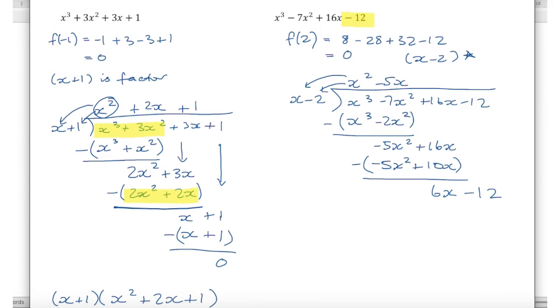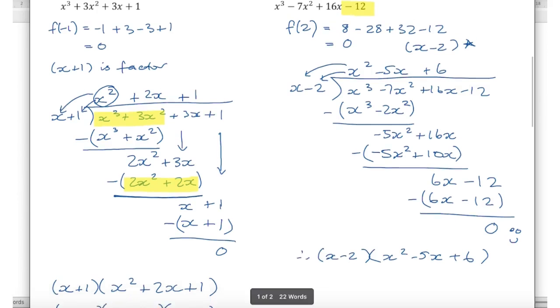X goes into 6x positive 6 times. So 6 times x is 6x, and 6 times negative 2 is negative 12. Taking away this, I'm left with a remainder of 0. So this makes me very happy. So this can tell me that I know x minus 2 is a factor, and I'm left with the quadratic x squared take 5x plus 6.